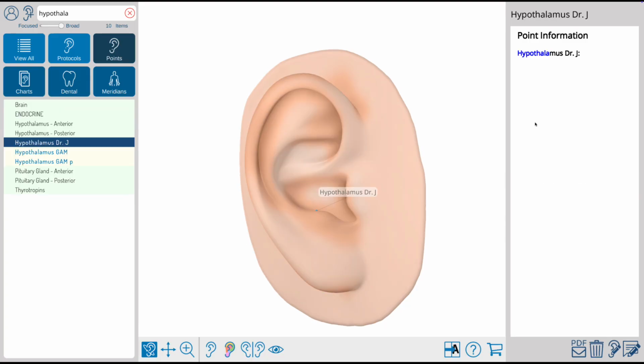Today we're moving into a central control hub of the entire endocrine and metabolic system, the hypothalamus point. Now this one's big. It governs everything from appetite and satiety to thermoregulation, circadian rhythm, and even emotional drive to eat. And when you treat the hypothalamus correctly, everything downstream starts to shift.